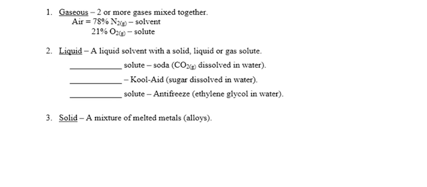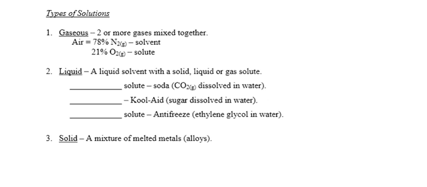There are three types of solutions. A gaseous solution is when two gases are mixed together, like air. The third one is a solid solution, where two solids, two melted metals, are mixed together. These are alloys. Some alloys we know are brass and bronze.